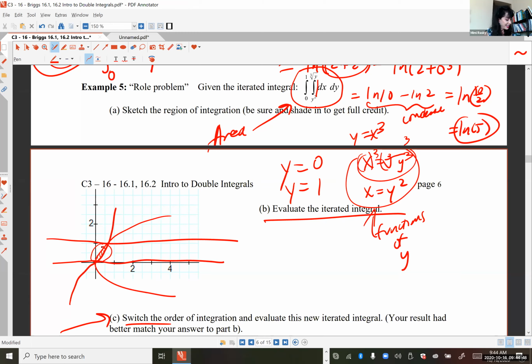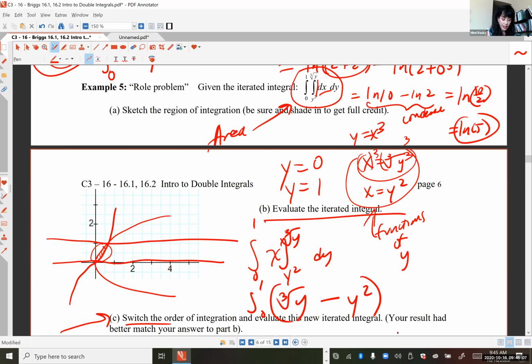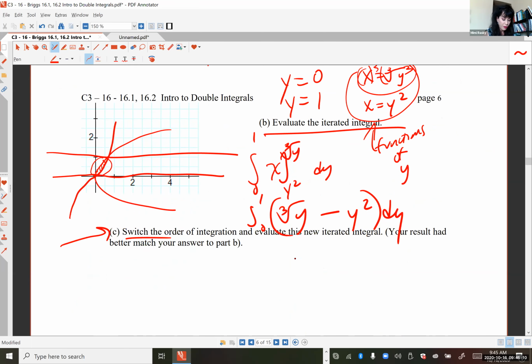If you evaluated the iterated integral, when you integrate with respect to x first, the antiderivative of 1 with respect to x is x, and then you evaluate at the limits, and then that just means you're going to plug in the cube root of y minus y squared dy. This is just a calculus 1 problem. You have to be careful because when you integrate y to the 1/3, 1/3 plus 1 is y to the 4/3, and dividing out by 4/3 is the same as multiplying by the reciprocal. And then y squared has the antiderivative y cubed over 3.